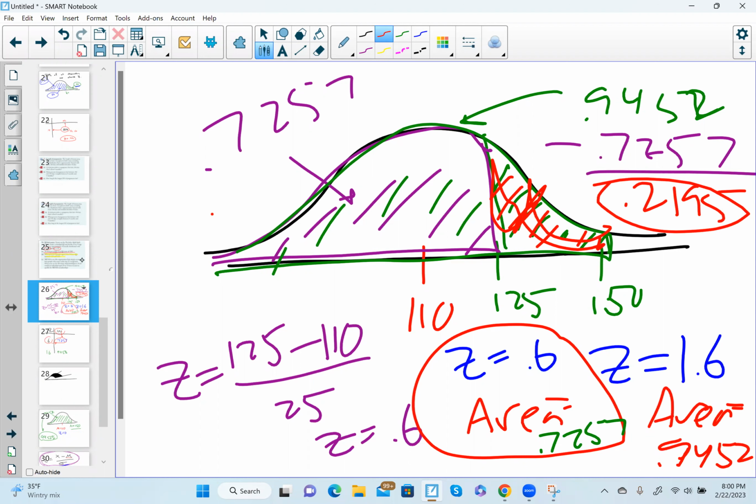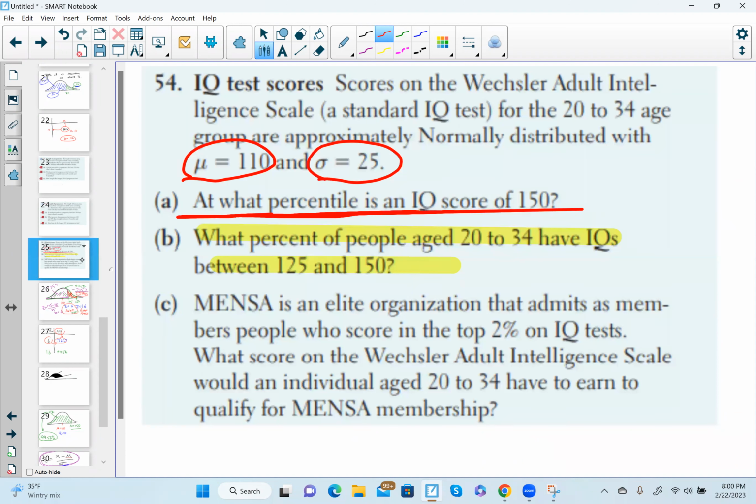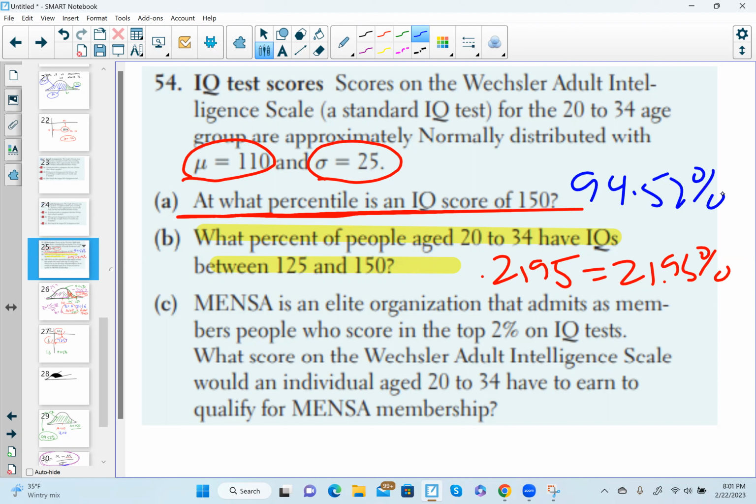So what that's telling us is that the answer to this question was 0.2195, or 21.95% of people have IQ scores between 125 and 150. The answer to the first question was 94.52%. If you have an IQ score of 150, your IQ score is higher than 94.52% of all people. Okay, good.